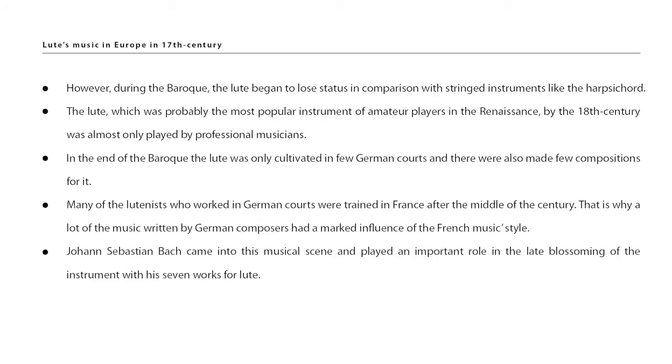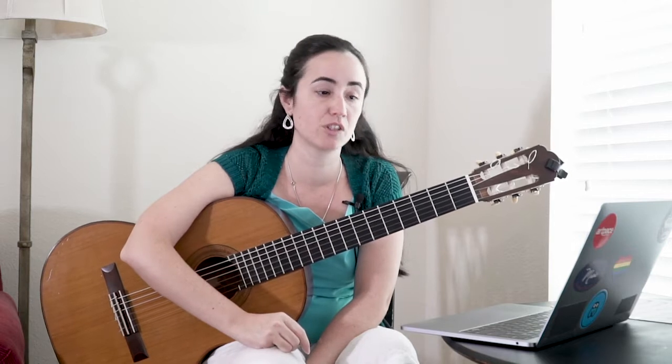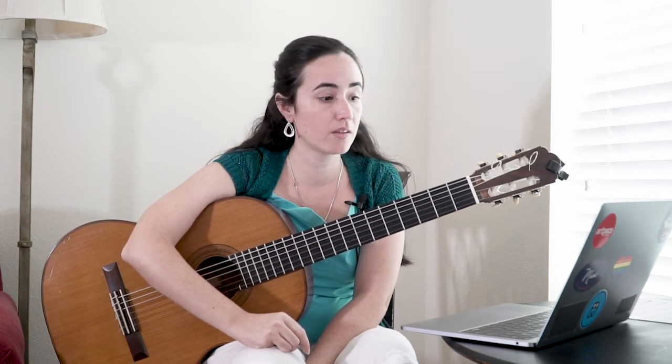However, during the Baroque, the lute began to lose status in comparison with stringed instruments like the harpsichord. The lute, which was probably the most popular instrument of amateur players in the Renaissance, by the 18th century was almost only played by professional musicians. At the end of the Baroque, the lute was only cultivated in few German courts, and few compositions were made for it. Many of the lutenists who worked in small German courts were trained in France after the middle of the century. That is why a lot of the music written by German composers had a marked influence on the French music style.